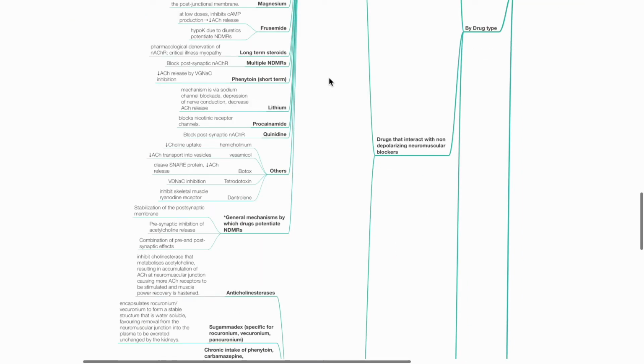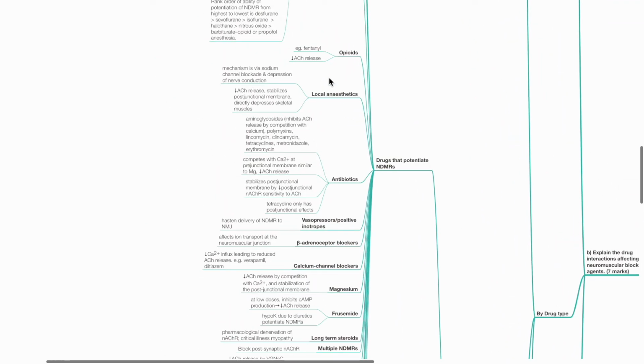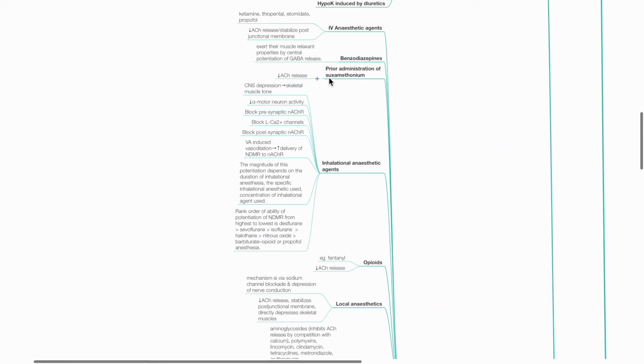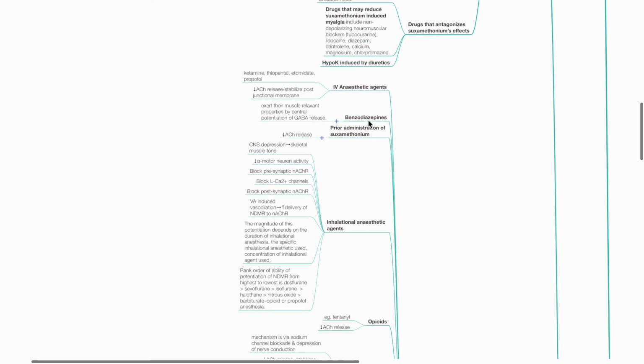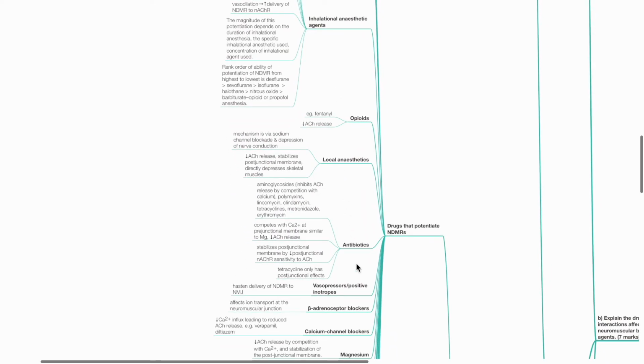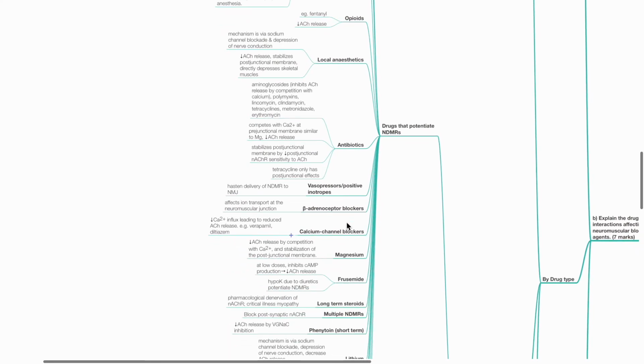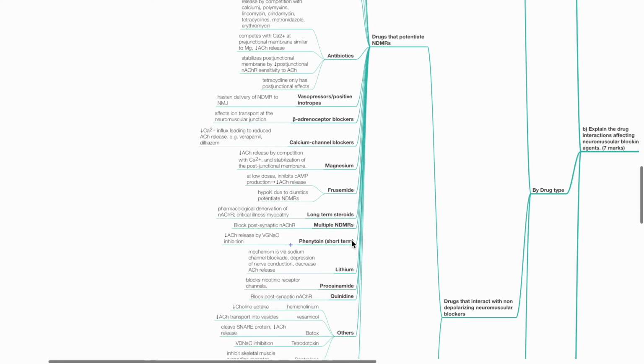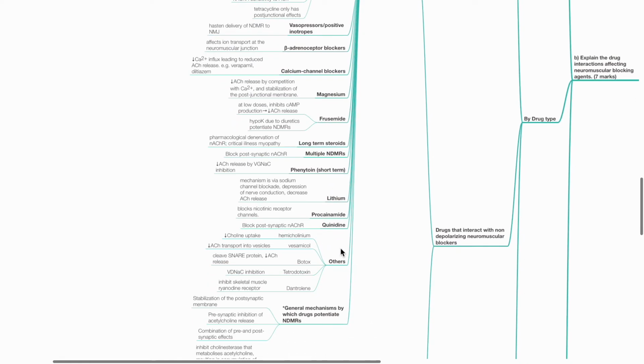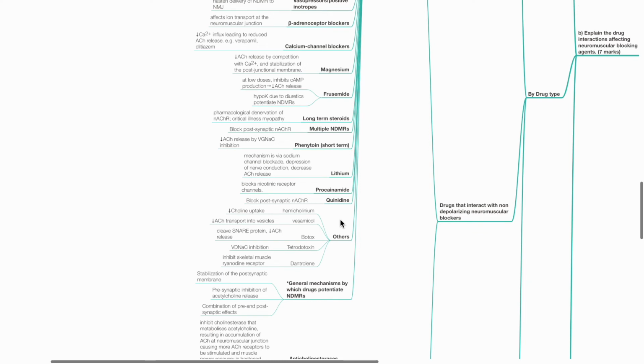Drugs that interact with non-depolarizing muscle relaxants. Drugs that potentiate non-depolarizing muscle relaxants include IV anesthetics, benzodiazepines, succinylcholine, inhalational anesthetics, opioids, local anesthetics, antibiotics, vasopressors or positive inotropes, beta blockers, calcium channel blockers, magnesium, furosemide, long-term steroids, multiple non-depolarizing muscle relaxants, short-term phenytoin, lithium, procainamide, quinidine, and others such as hemicholinium, vesamicol, Botox, tetrodotoxin, and dantrolene.